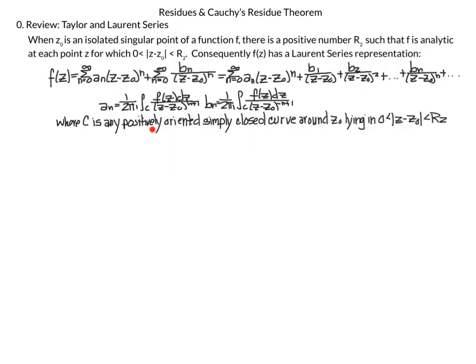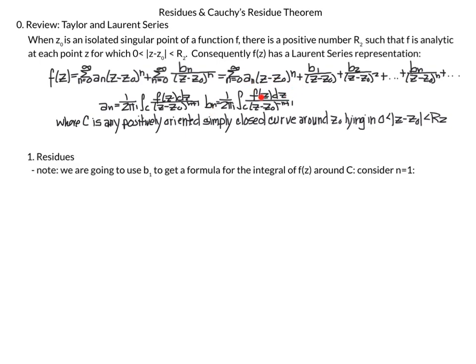So here are a few notes on the Laurent series now, just for your reference as we continue to talk about residues. As I had mentioned for the Laurent series, we have these integration formulas to get our coefficients a sub n, b sub n, but you might recall we never used them. We did the other techniques instead. But the interesting thing is now we're going to use this formula here for b sub n, but not to calculate this coefficient, but to get a formula for the integral of f of z around the closed curve C.